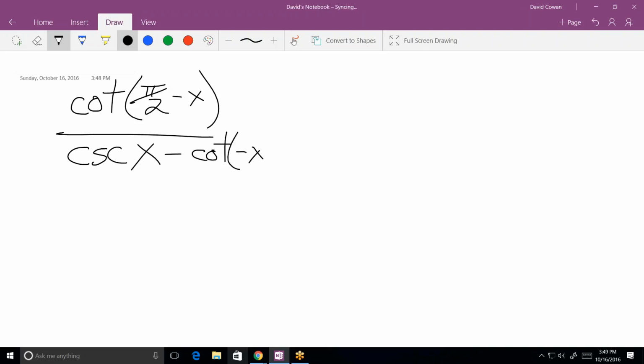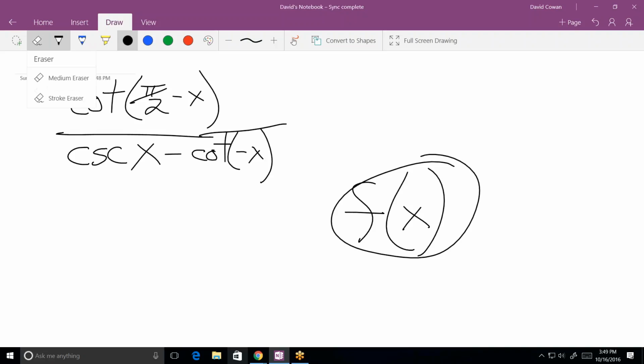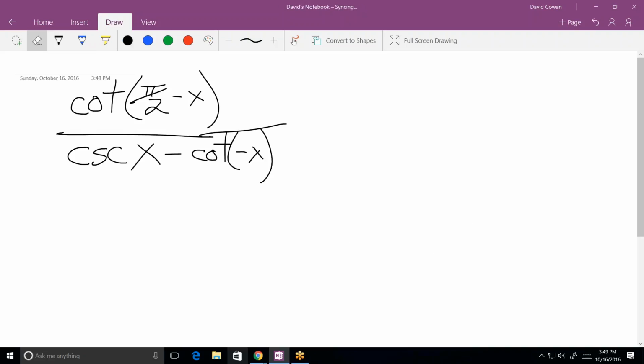Cotangent of negative x, you were correct. Of negative x, not times. It's a little bit like saying that's f times x. It's not. It's f of x. That's just a designation for a function that is a function of x. It's not multiplication, and this is not either. That's cosecant of x, and that's cotangent of minus x.